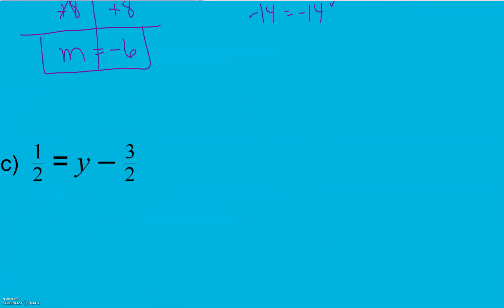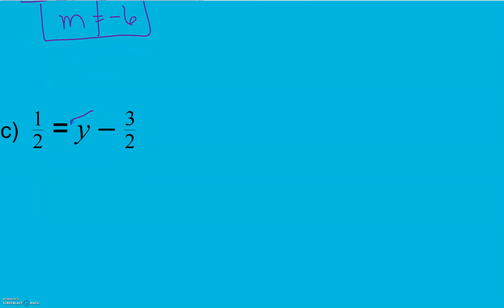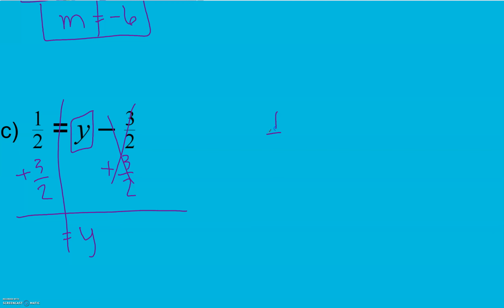Works the same way here in C, even though it's fractions. Well, y is being subtracted, so I have to add to get it back to 0. Whatever I do to one side, I do to both. Negative anything plus the same thing always gives me 0, whether they're fractions, whole numbers, or decimals, it doesn't matter. And here I have half plus 3 halves.